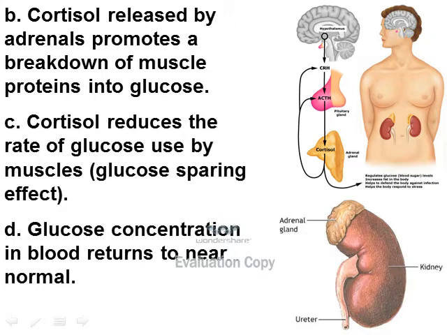Now, cortisol also reduces the use of glucose by muscles, and it's called glucose sparing effect. And this also makes sense because your body's starving. Let's cut down on the expenditure of energy by reducing the muscle uptake of glucose. This continues until the blood glucose levels return to normal.